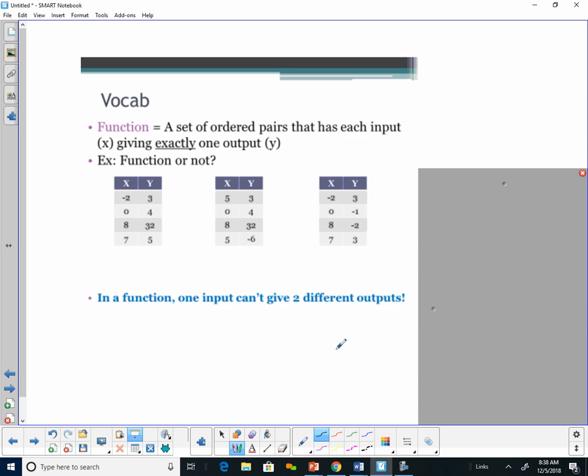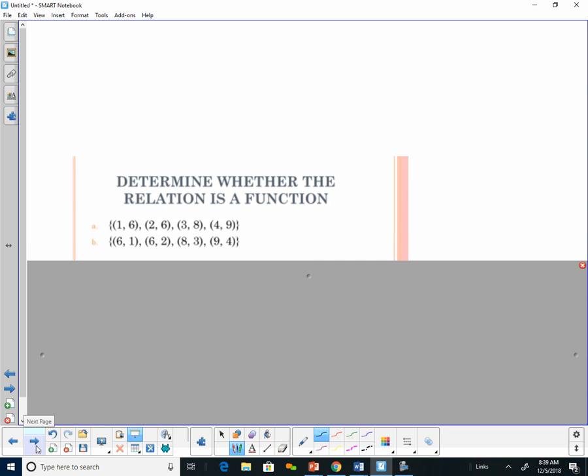And the last one, is that a function? Yes, that is a function. All of your x's only go to one y. It does not matter that I have 2 y's. It matters if my x goes to 2 different numbers. Determine whether this relation is a function. Yes, it's a function. Determine if this relation is a function. No, it is not a function, because 6 is going to 1 and 6 is pairing up with 2.